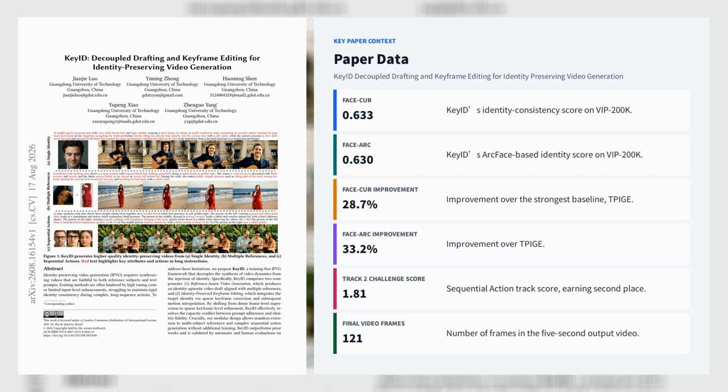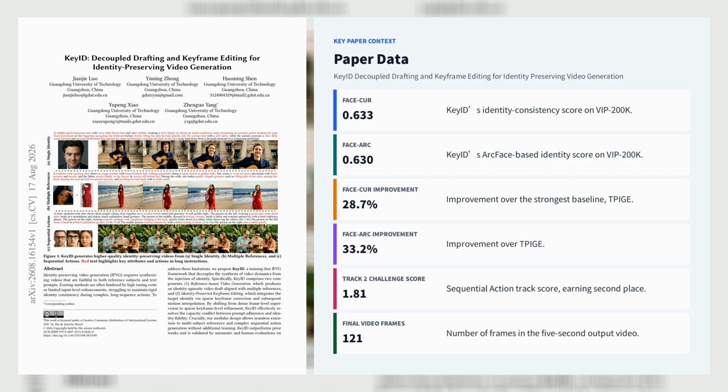Let's explore the second paper, Key ID: Decoupled Drafting and Keyframe Editing for Identity-Preserving Video Generation. Key ID is a training-free framework for identity-preserving video generation that separates motion synthesis from identity insertion. Its reference-aware video generation stage uses OpenAI's GPT-5.4 for prompt enhancement, Ernie Image Turbo and Qwen Image Edit 2511 for the initial scene, WAN 2.2 with prompt relay for timeline-controlled video drafting, and LTX 2.3 for motion interpolation.